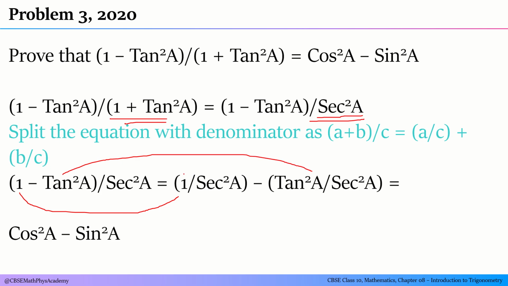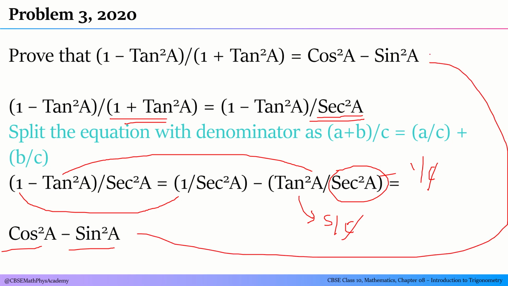1 by secant square A is nothing but cos square A, and for tan square A by secant square A, when you simplify it, tan is sine by cos, and secant is 1 by cos. Cos gets cancelled, and you are left with sine square. So you have proved that the left hand side is equal to the right hand side.